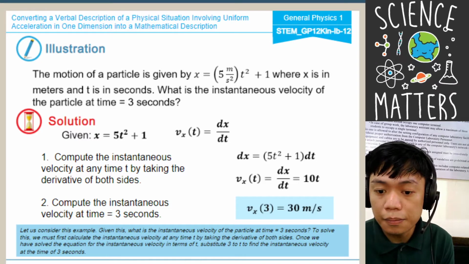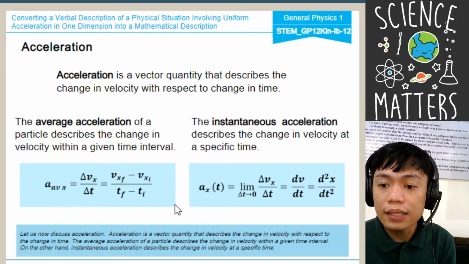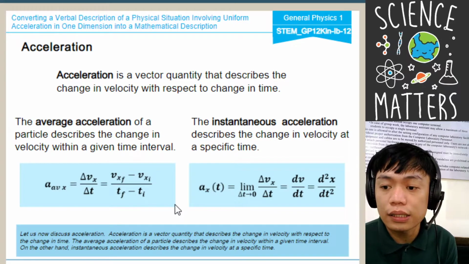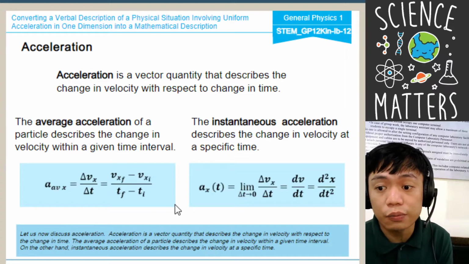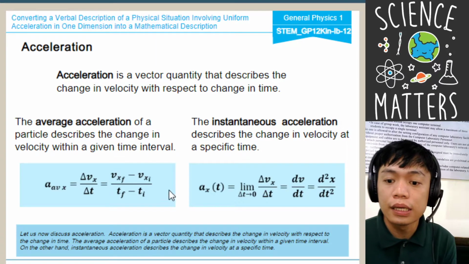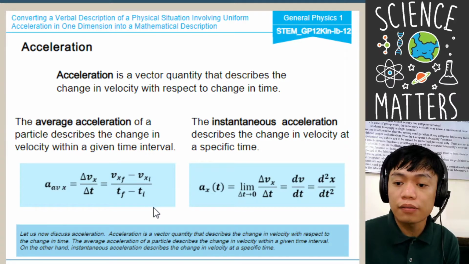Okay, to continue, acceleration is the vector quantity that describes the change in velocity with respect to the change in time. Now, we have two types of acceleration.